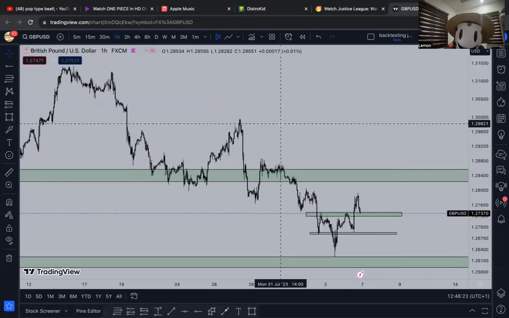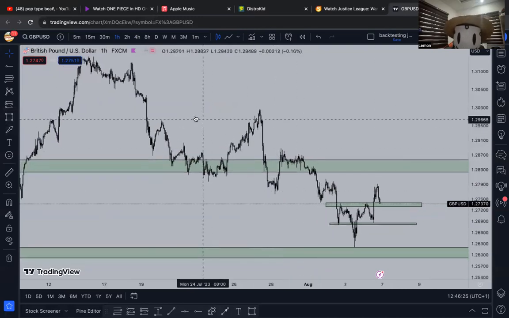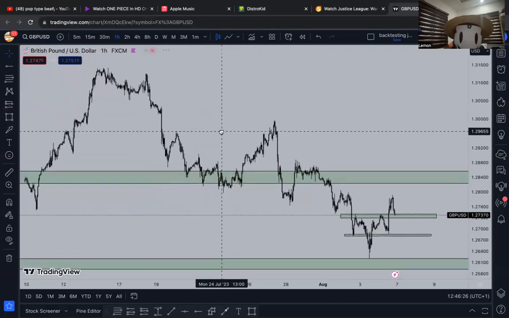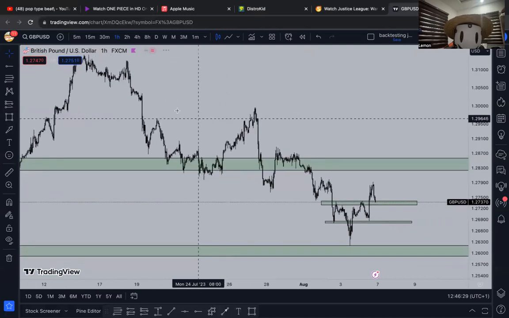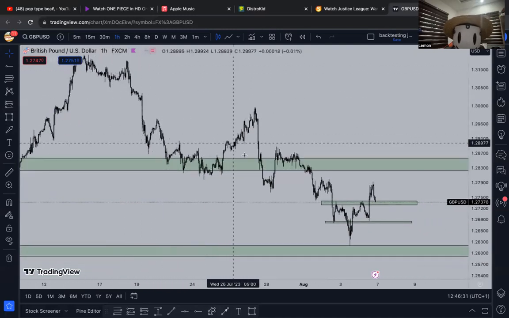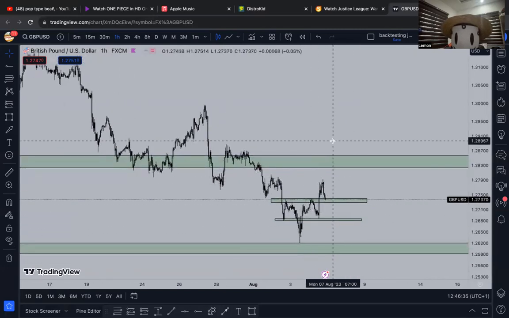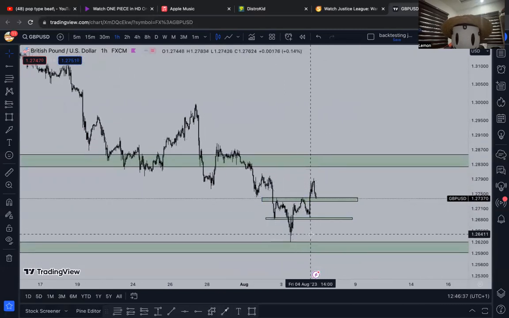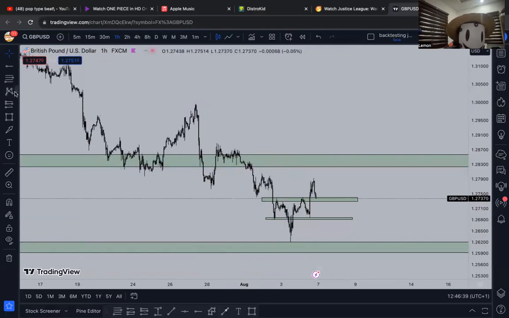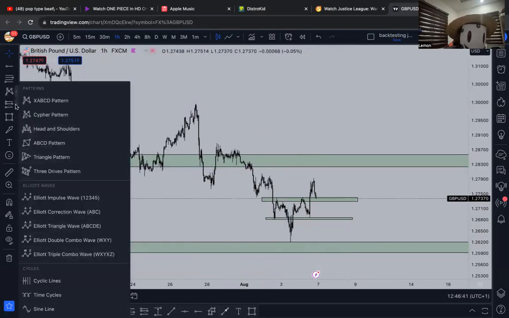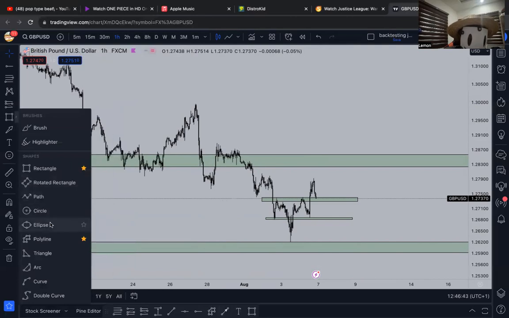So let's say uptrend. If you look at our H1, you can tell that we were in the downtrend at this level, down, down, down, down. So now we are seeing the movement upward because we've seen this reversal pattern.